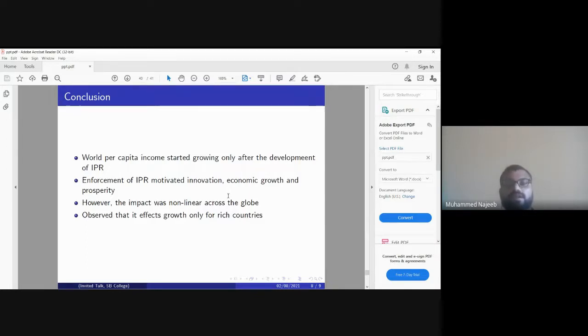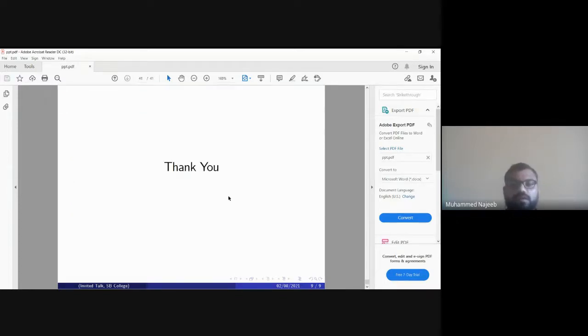So I think you are all clear how intellectual property right works and how it affects economic growth. Is economic growth linear? Is it the same across all countries? We observe that it is not the same across all countries. Only rich countries are benefiting from enforcement of intellectual property right. Okay, I am done. Thank you.